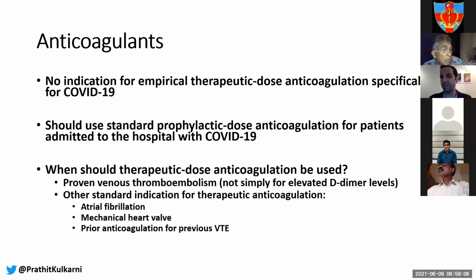So when should somebody get therapeutic dose anticoagulation? You should only use therapeutic dose anticoagulation when the patient has proven venous thromboembolism, and not simply because the D-dimer level is elevated. That's not sufficient. You should prove thromboembolism or have some other standard indication for therapeutic anticoagulation, such as atrial fibrillation, a mechanical heart valve, or previous venous thromboembolism. These are the reasons to give therapeutic anticoagulation. Otherwise, empirically, for all patients, it's not recommended. And there's a large randomized controlled trial to back up that recommendation.